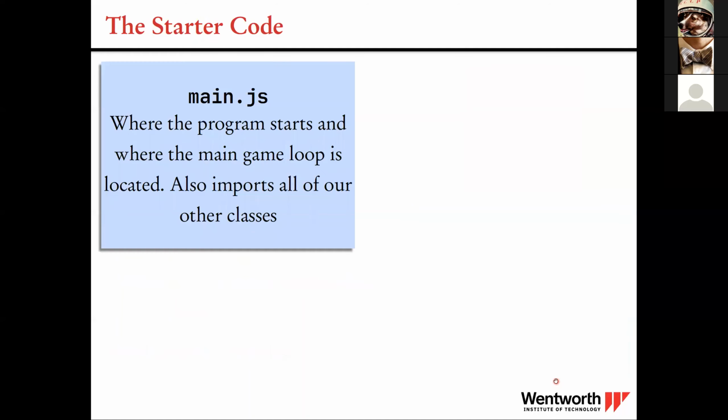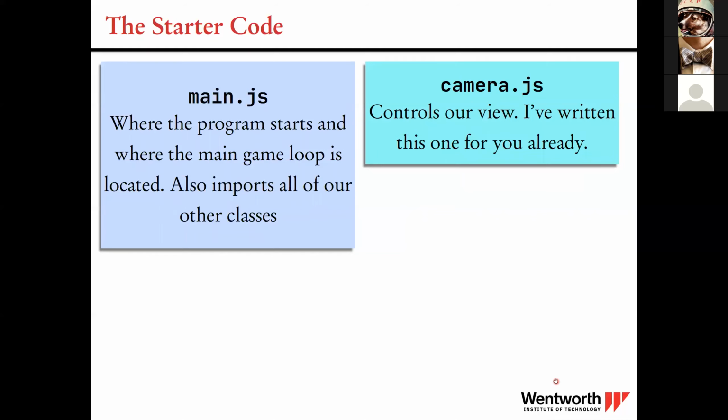All right, so let's talk about the starter code. There are a few files, and with the exception of main, all of them are just representing classes. So main is, of course, where the program is going to start. The main game loop is located here. And this file, main.js, also imports all of our other classes. There's a camera.js. This is relatively small. I've already written this one for you.